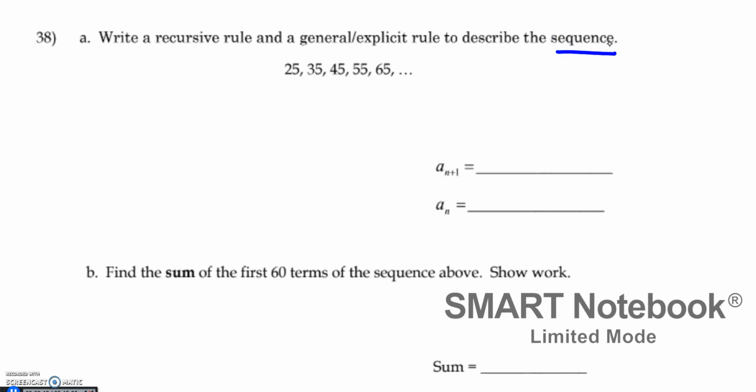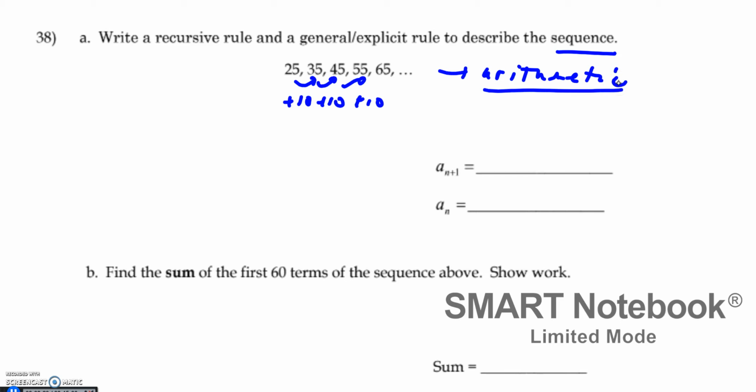So the first thing we need to decide is if this sequence is arithmetic or geometric. That might help. So if we take a look at the sequence, it looks like we are consistently going up by 10 units. And so some of you might like the fact that this has to be arithmetic, because arithmetic sequences go up or down by subtraction. Geometric sequences usually increase or decrease by multiplication or division.